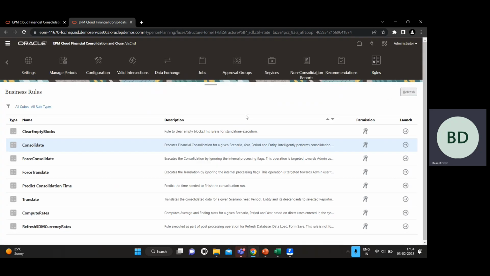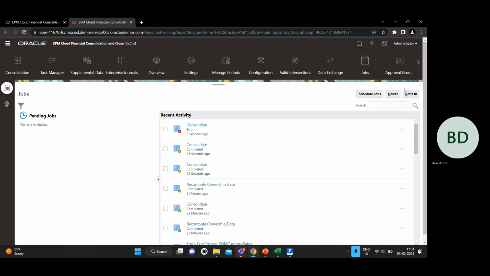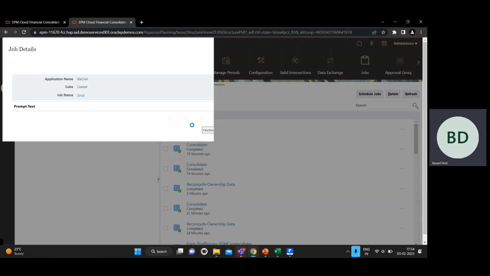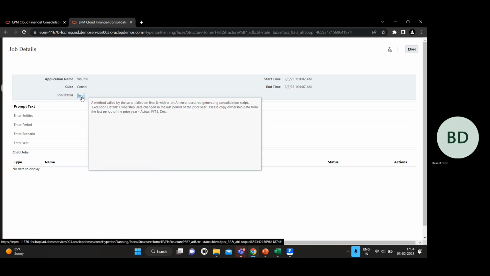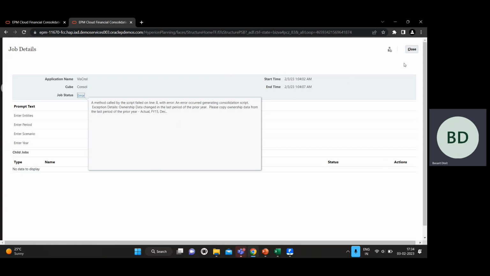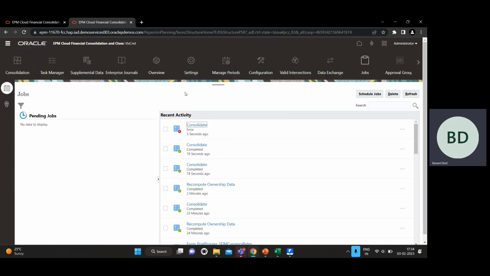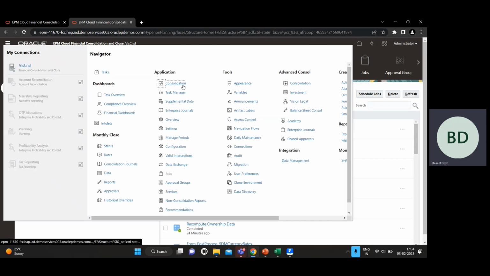Okay, let's refresh and go to jobs. What error is coming? We have ownership. We have to copy the ownership. No problem, we will copy all the ownership. It will just take some time.